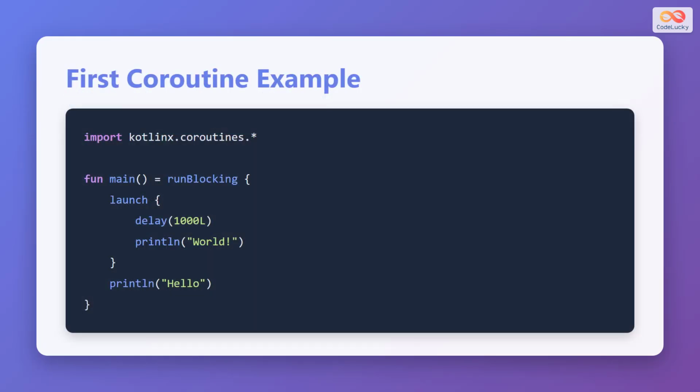Let's look at your first coroutine example. We start by importing the Kotlin Coroutines library. The main function uses runBlocking, which is a coroutine builder that bridges regular blocking code with coroutines. Inside, we use the launch function to start a new coroutine. This coroutine calls delay for 1000 milliseconds, which suspends the coroutine without blocking the thread. After the delay, it prints "world". Meanwhile, the main code continues and immediately prints "hello". This demonstrates how coroutines can run concurrently, with "hello" appearing first, followed by "world" after the delay.